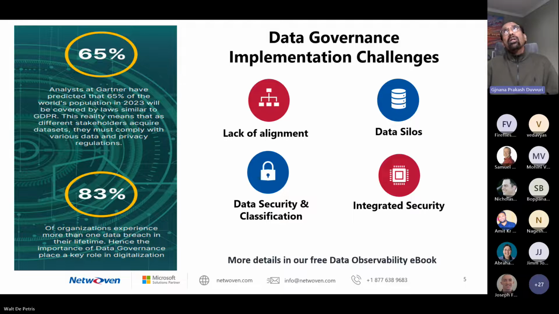But with all this importance of data governance, which has been there for a long time, we do see data governance implementation challenges.